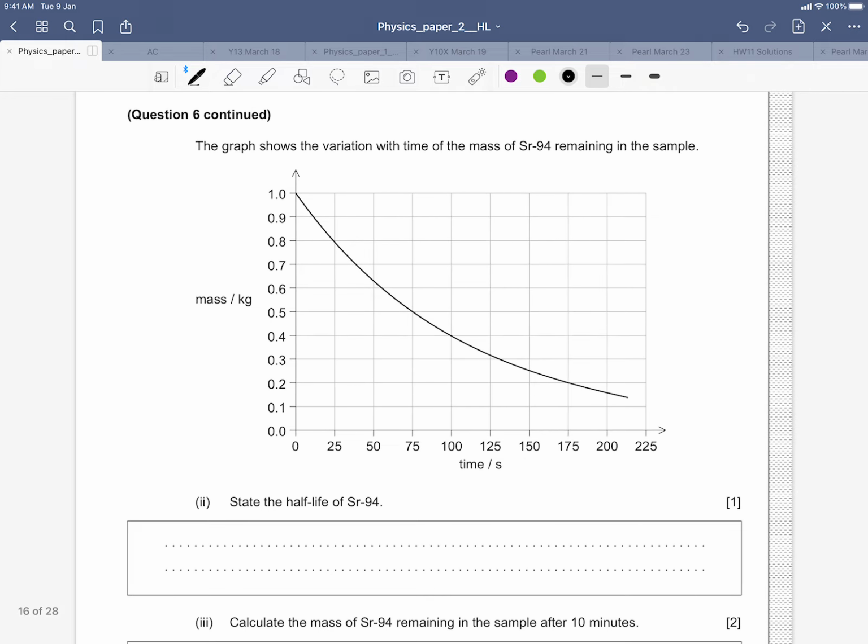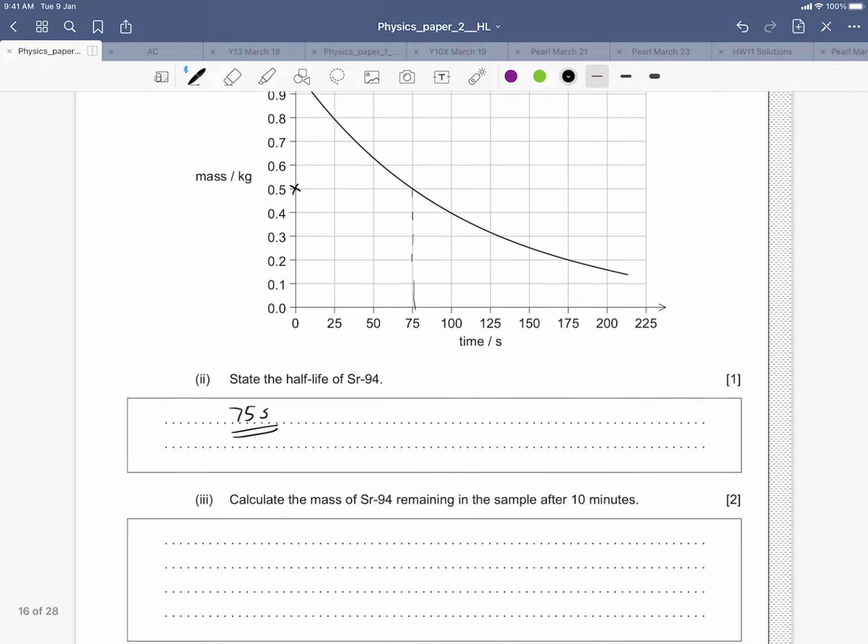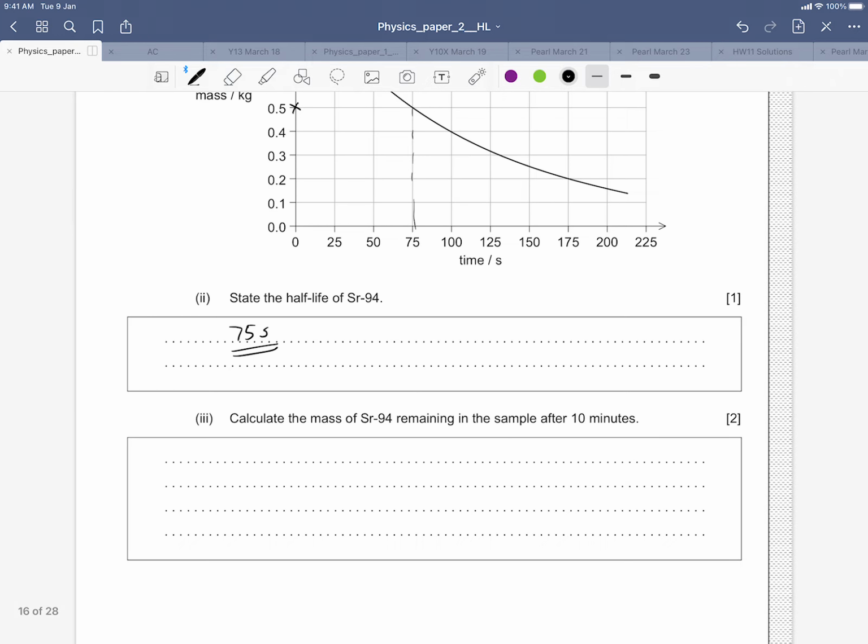Don't get those wrong. And then here we have the exponentially decaying curve for the mass of strontium. So it's decaying over time. State the half-life. Well, we can read that off. We start off with 1 kilogram. How long does it take for half the sample to decay? That takes 75 seconds, as we can see. Easy to read off. Doesn't get easier than that. Calculate the mass remaining after 10 minutes.